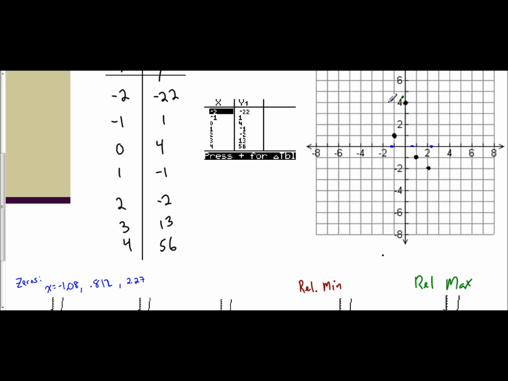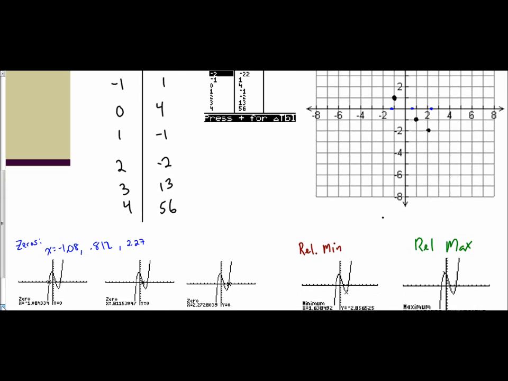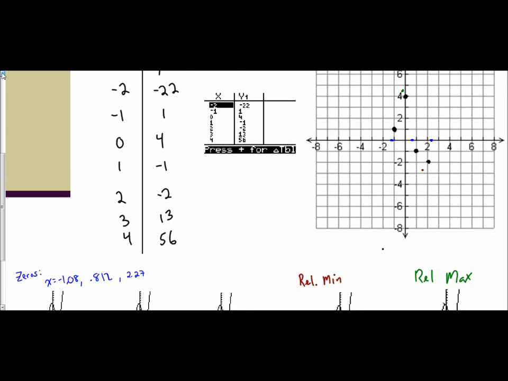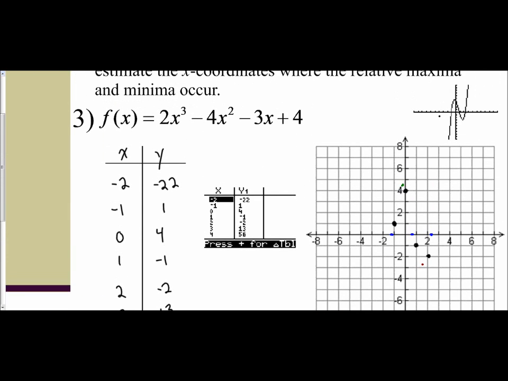We got right about here. And our relative minimum of negative 1.64, negative 2.86, about right here. And then we use our graph to assist us with sketching. So I can see I'm going to be coming from all the way down here, because at negative 2 you're at negative 22. Coming up, I'm going to be going through this 0.